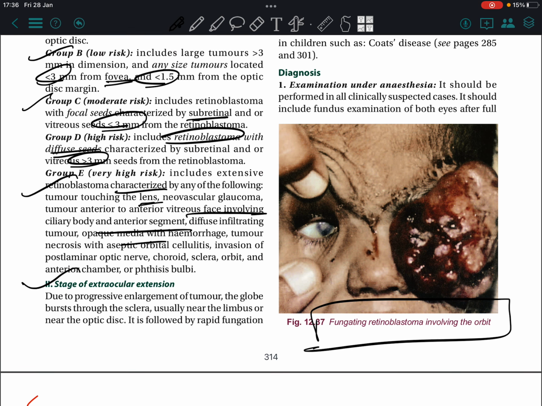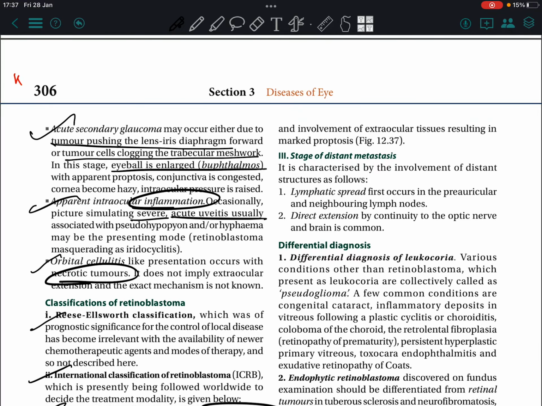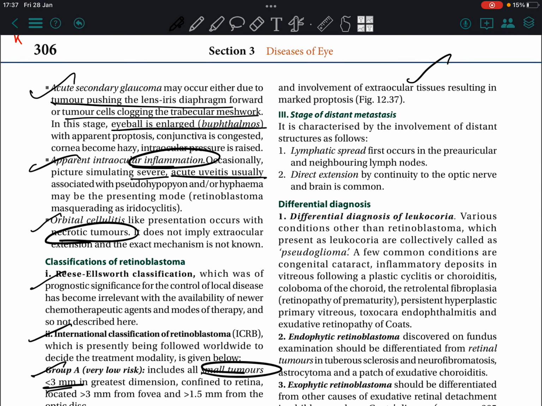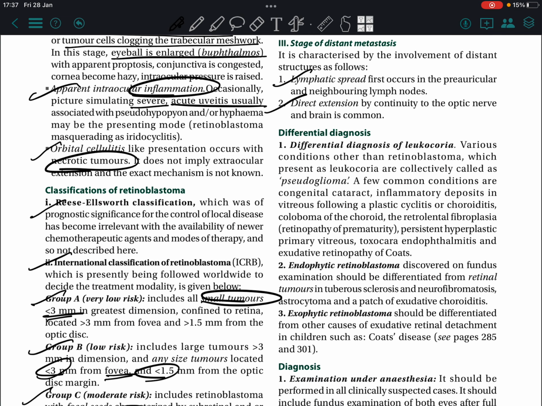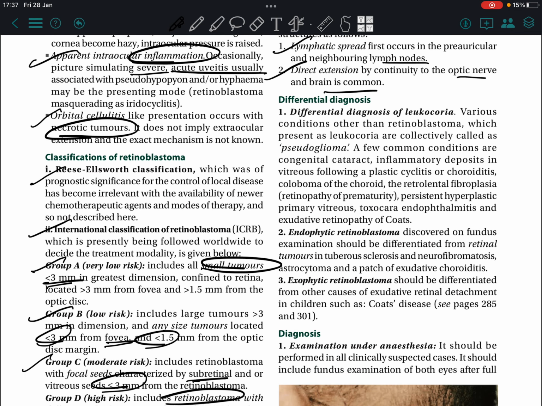Stage of extraocular extension is due to progressive enlargement of the tumor. The globe bursts through the sclera, usually near the limbus or near the optic disc. It is followed by rapid fungation and involvement of extraocular tissues. Stage of distant metastasis: lymphatic spread first occurs. Direct extension by continuity to the optic nerve and brain is common.